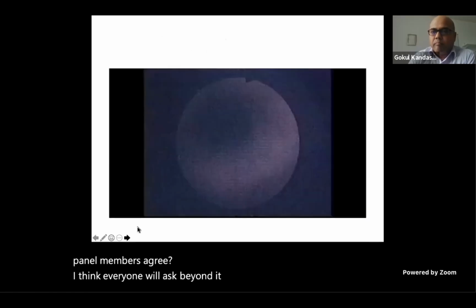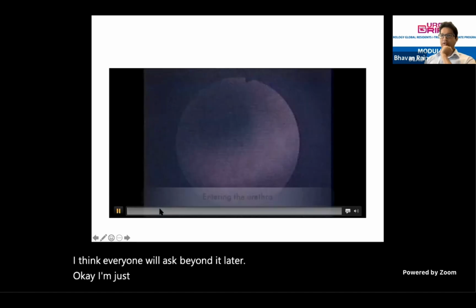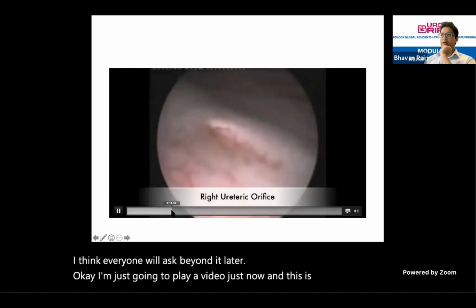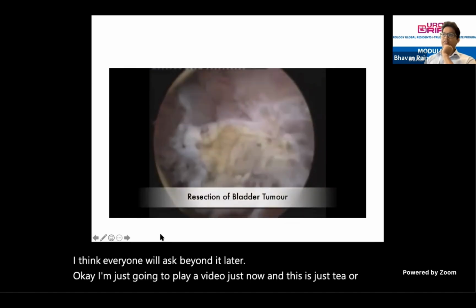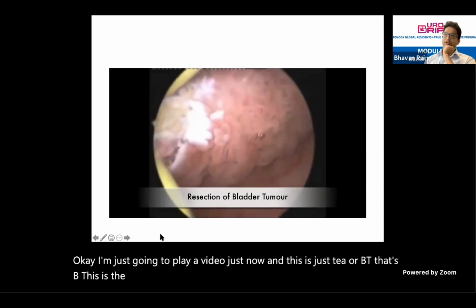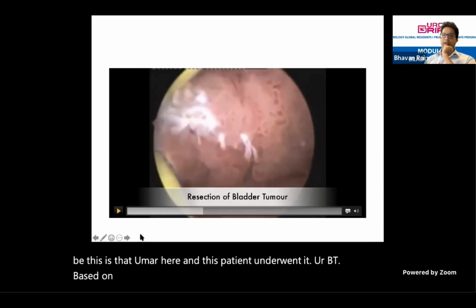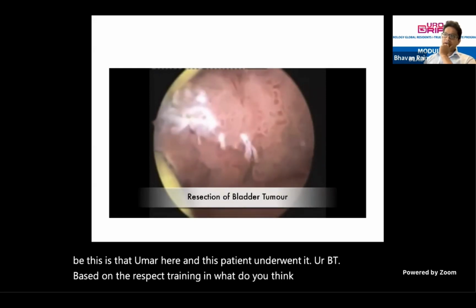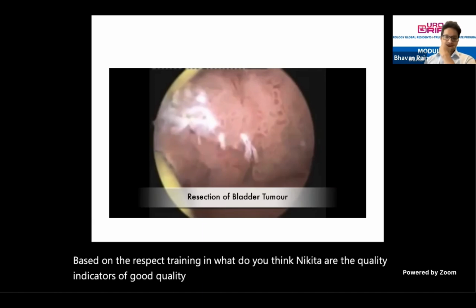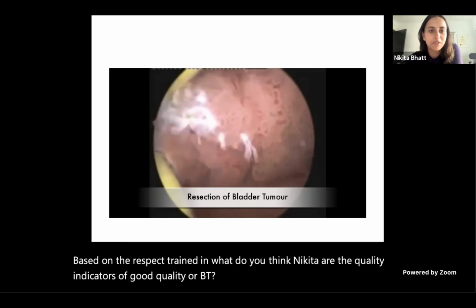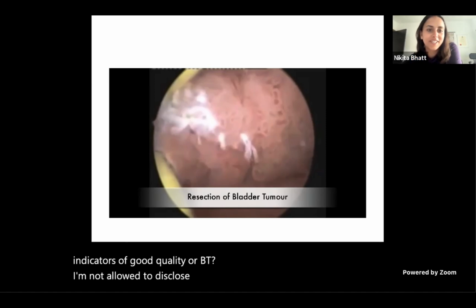Okay. I'm just going to play a video just now, and this is a TURBT. This is the tumor here, and this patient underwent a TURBT. Based on the RESECT trial, what do you think, Nikita, are the quality indicators of good quality TURBT? I'm not allowed to disclose that yet until we actually give you feedback.